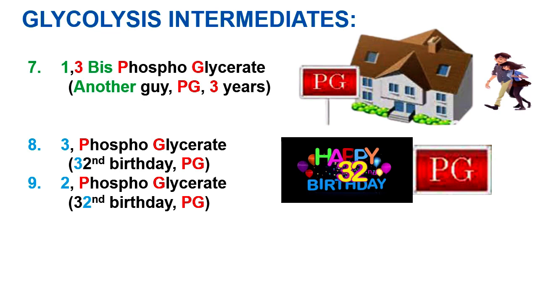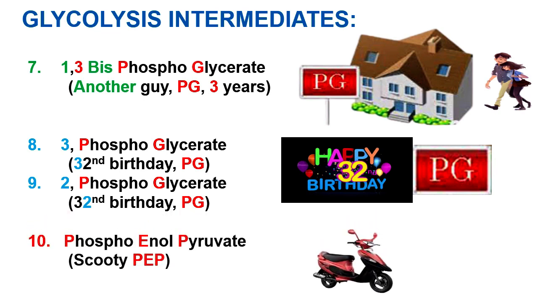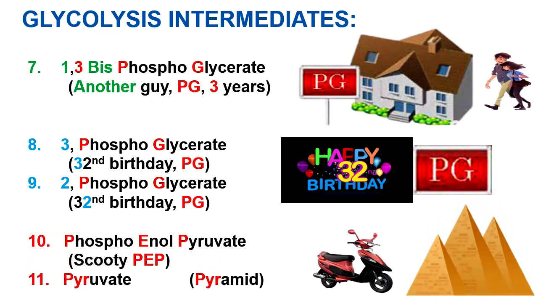2-phosphoglycerate further gets converted to phosphoenol pyruvate, abbreviated as PEP. PEP can easily be remembered by the Scooty Pep. PEP for phosphoenol pyruvate. Lastly, phosphoenol pyruvate gets converted to pyruvate, for which the clue is the pyramid. A recap of the story is here.